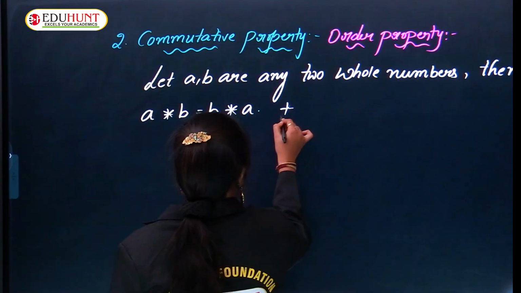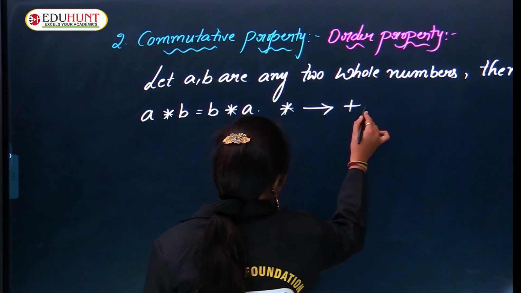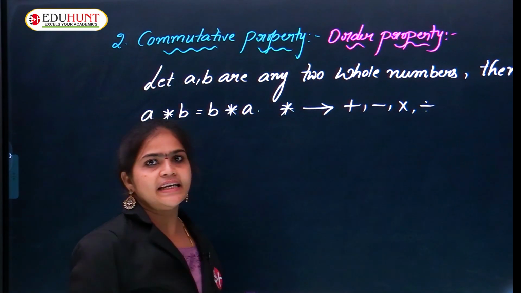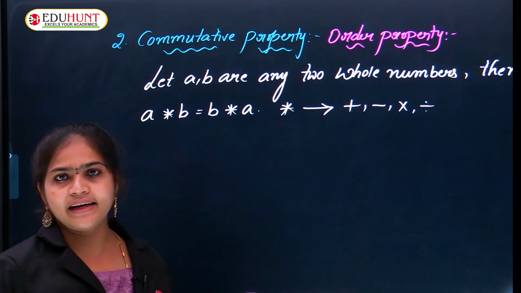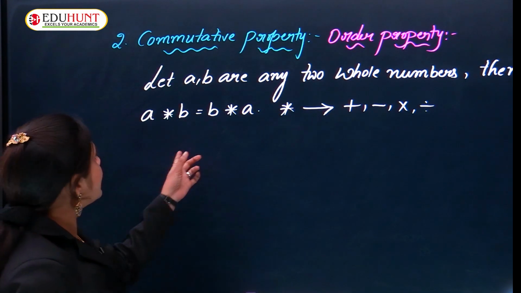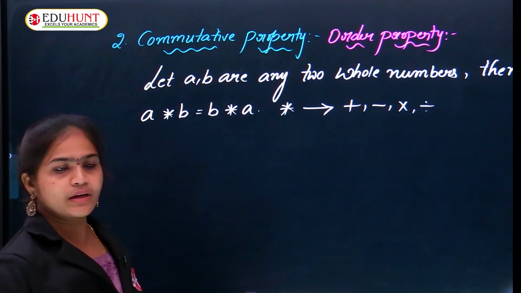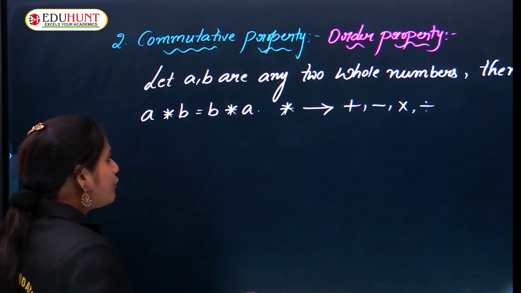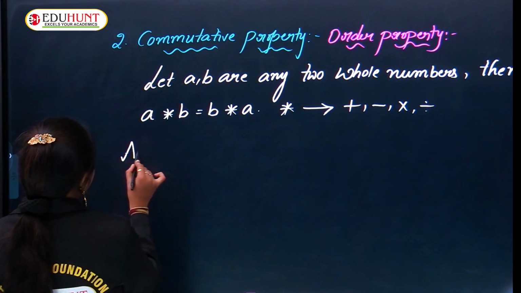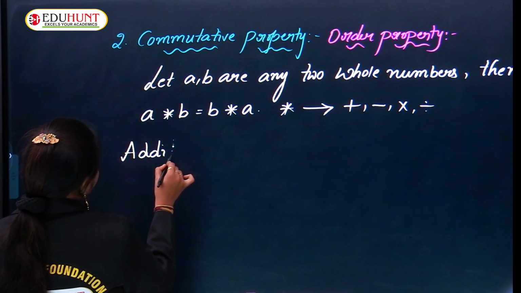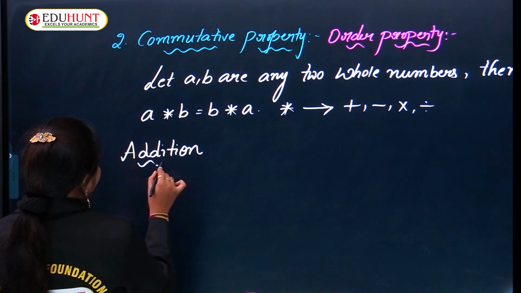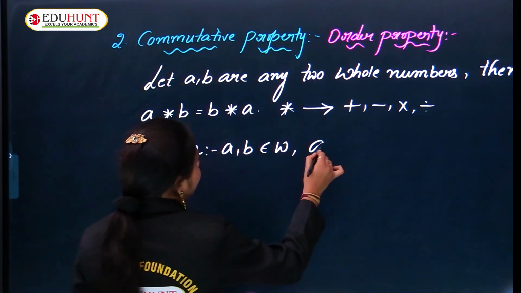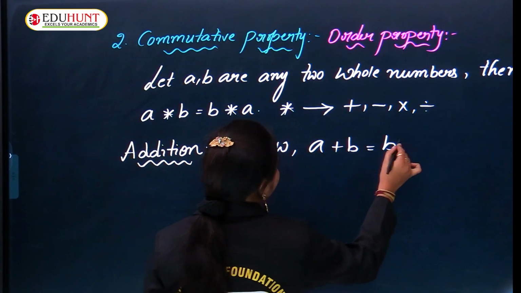Again here star is a fundamental operation. What are those fundamental operations? Addition, subtraction, multiplication and division. So these are the star values. At the place of star, just take any one of the fundamental operations. Now here, checking first under addition. Here what is the condition? A comma B belongs to whole numbers and A plus B is equal to B plus A.